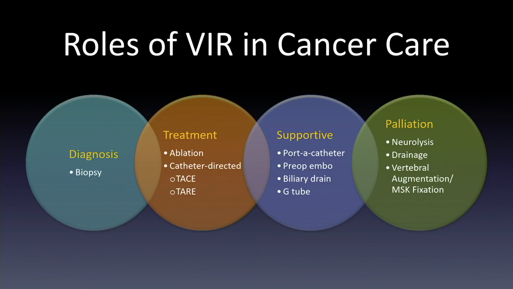So what we do really spans the gamut from biopsy for diagnosis. We have various treatment modalities. We offer supportive care that helps patients receive other treatments or helps deal with the side effects of either cancer or of treatments. And then at the palliation stage, which a lot of people forget, the neurocryolysis, drainages, and fixation of fractures that can happen pathologically.